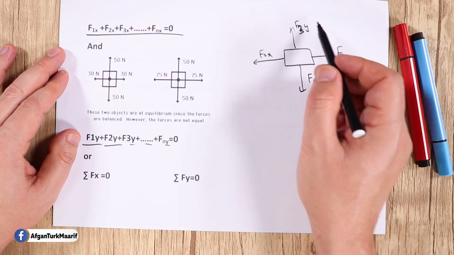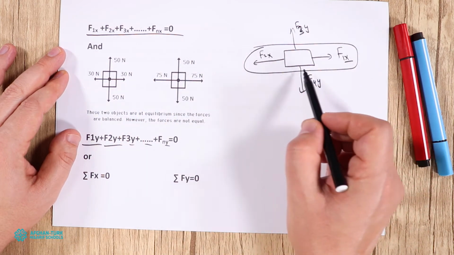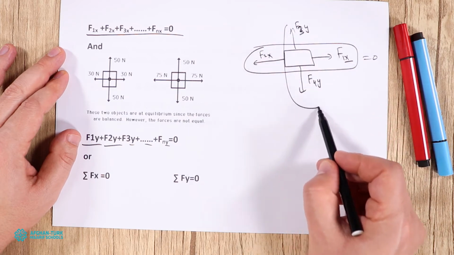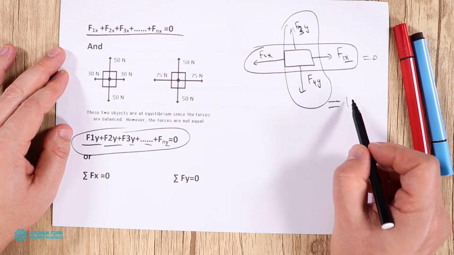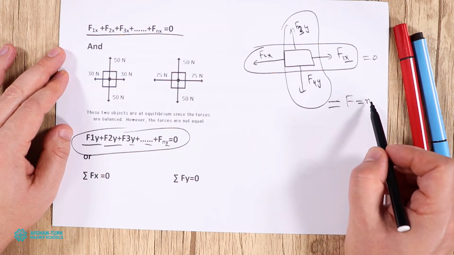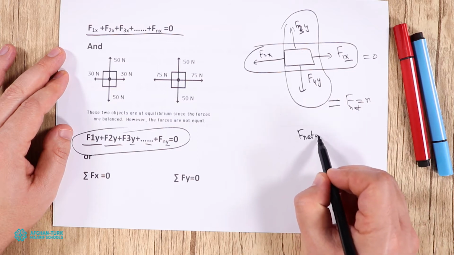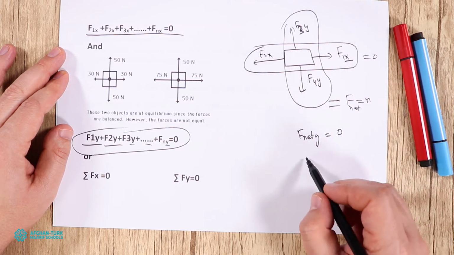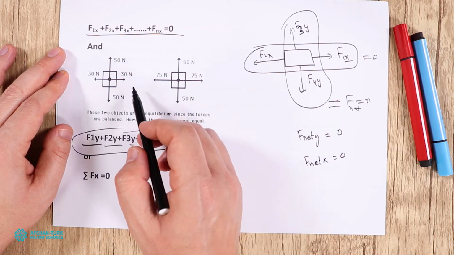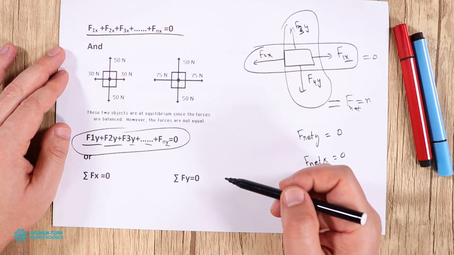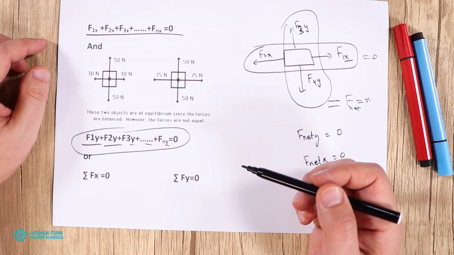If we add all the forces, the sum of these forces on the horizontal side is equal to 0, and the sum in the y direction is also equal to 0. So we can say that if the net force on the y side is equal to 0, and the net force on the x side is equal to 0, then the object must be in the first condition of equilibrium.